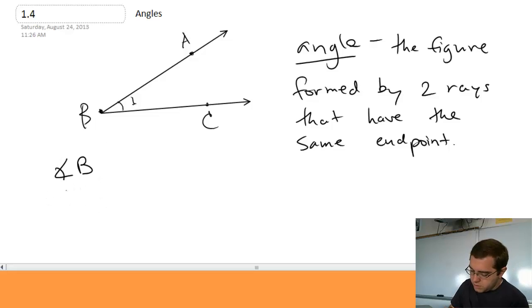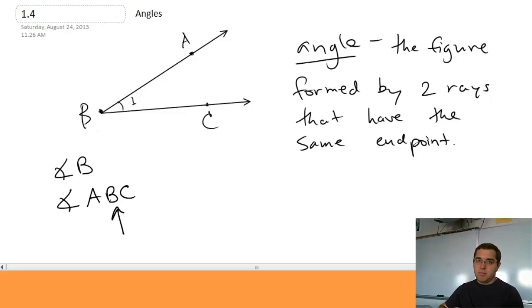We could call it also angle ABC. If we use three letters to name an angle, the middle letter has to be the vertex of the angle, the point that the two rays meet at. So B is the vertex, that's why B is in the middle of our three letters. We could also go the other direction and name it angle CBA. Again, B has to be in the middle, but it doesn't matter if we put A first and C last, or C first and A last.